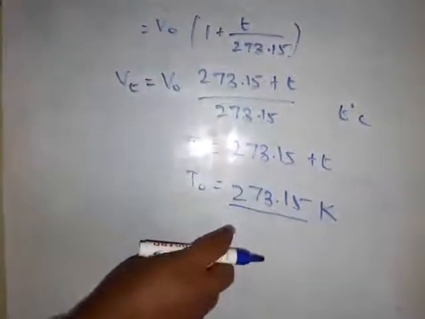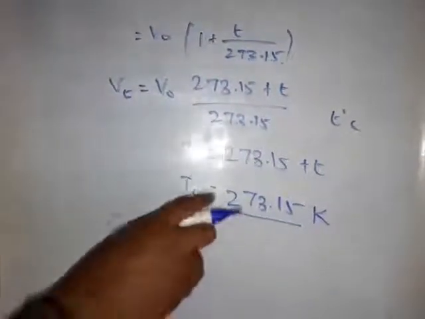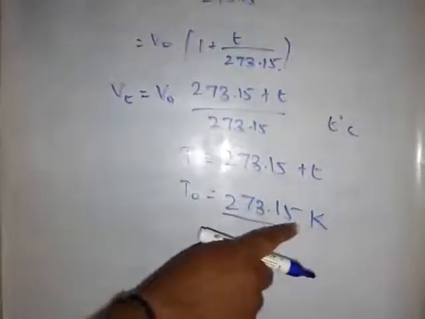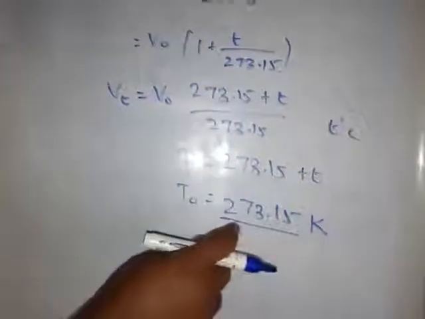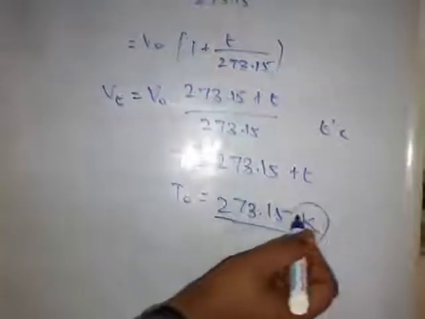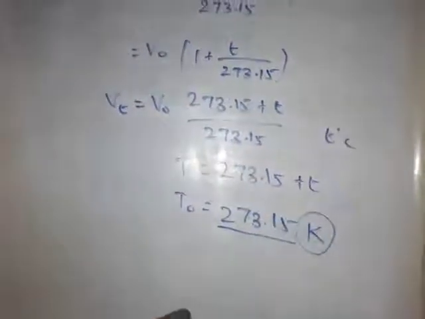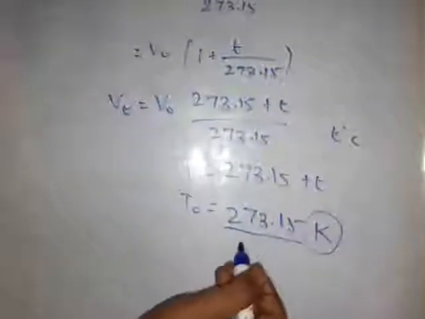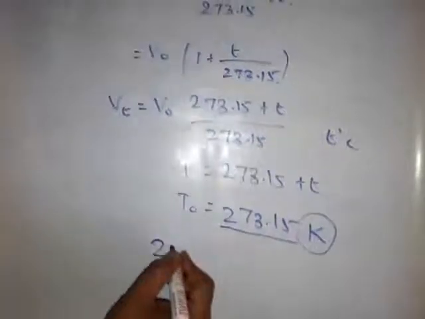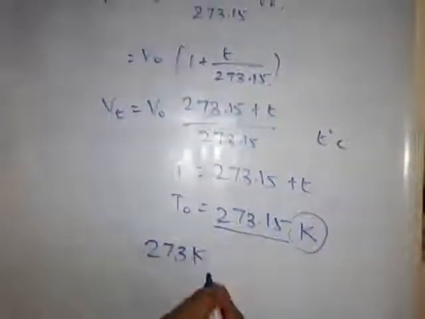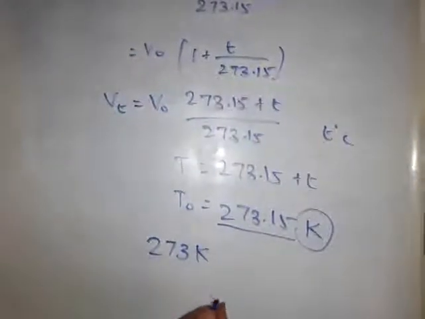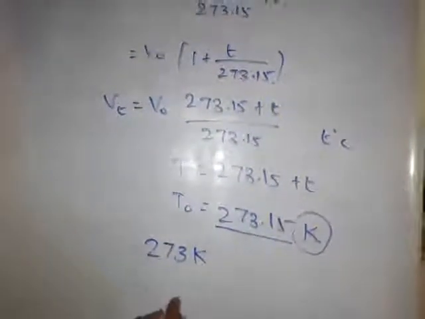See here, the degree sign is not used while writing the temperature on the absolute temperature scale. You have to use Kelvin only, not degree. Simply we can add 273, or more precisely 273.15. Usually we add 273 Kelvin for a 0 degree temperature.